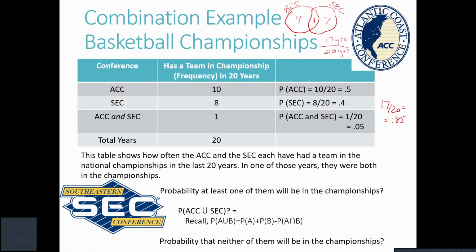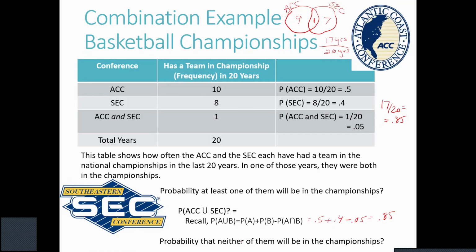So the probability of A is 10 years out of 20, which is 0.5. And the probability of B is 8 out of 20, which is 0.4. And the probability of both is 1 out of 20, which is 0.05. So we're going to subtract 0.05. So 0.9 minus 0.05 is indeed 0.85. So that's the probability that ACC or SEC, that is at least one of them, is in the championship.